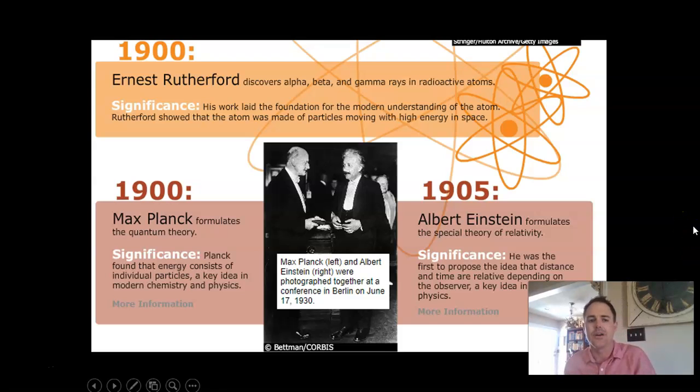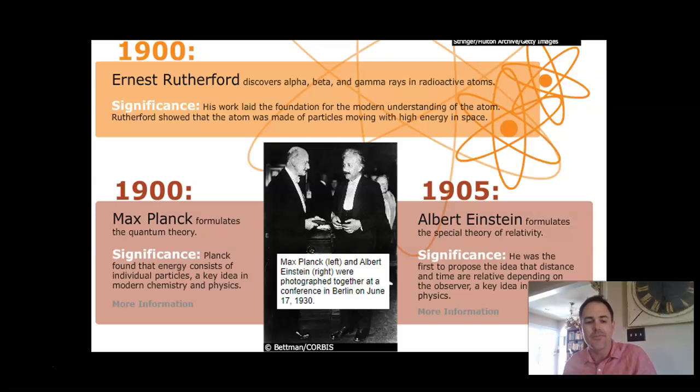All right, 1900, Ernest Rutherford discovers alpha, beta, and gamma rays in radioactive atoms. Why is this important? It lays the foundation of the modern understanding of the atom, that what you're learning in chemistry, most of you this year, right? That understanding of the atom is only about 120 years old.